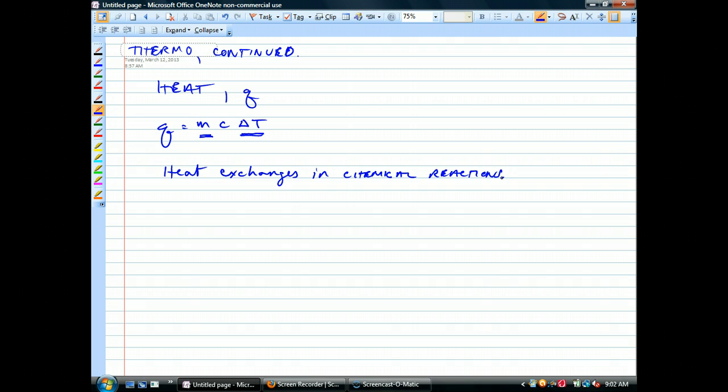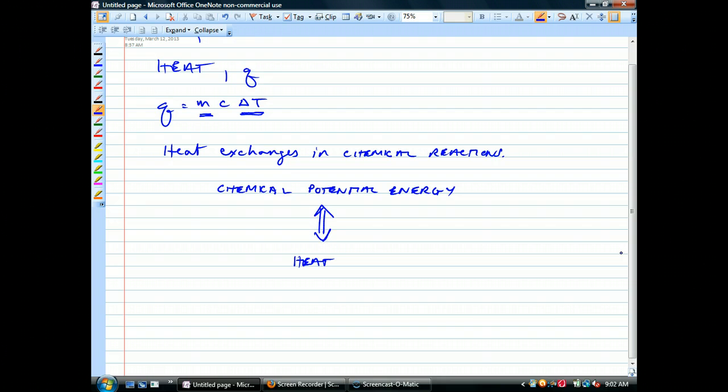Now, basically, I think I mentioned this at the beginning, that what we're talking about is energy transformations. So in chemical reactions, we're talking about transformations between chemical potential energy to heat, or vice versa. So heat energy or thermal energy into chemical potential energy and vice versa. Let me just give you an example of this.